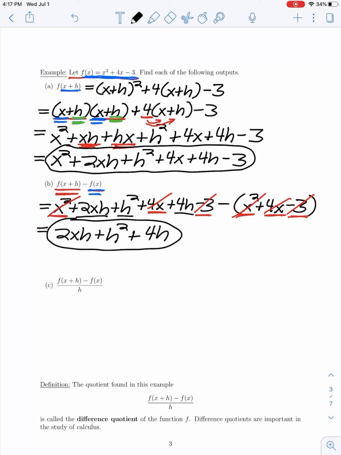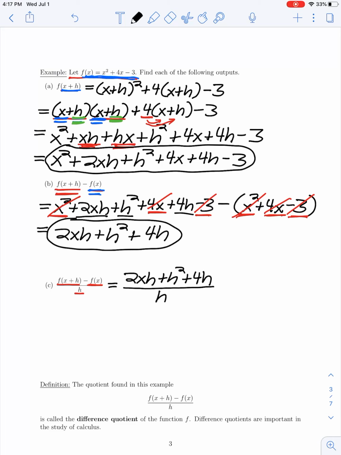All right. Now in our last part of this example, we are asked to find the value of f of x plus h minus f of x, all divided by h. So that difference is what we just found in part B. And then we're supposed to divide the whole thing by h. So let's take a look at this. Using what we just found in part B, our numerator is 2xh plus h squared plus 4h, and then we're dividing the whole thing by h.